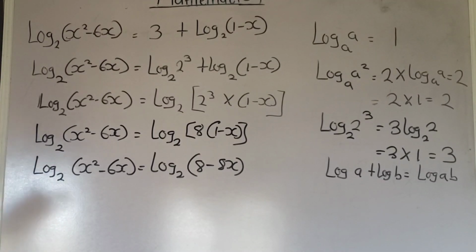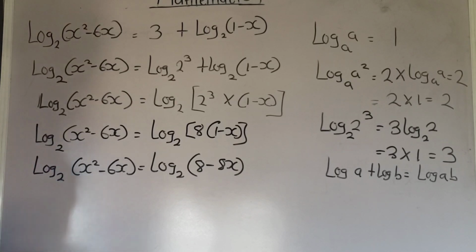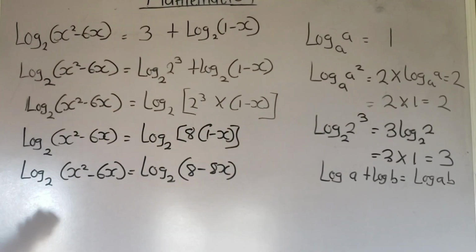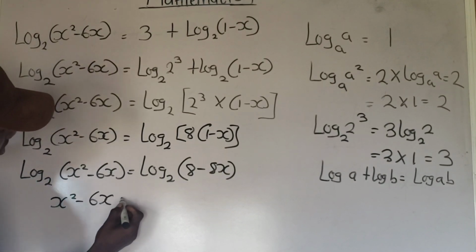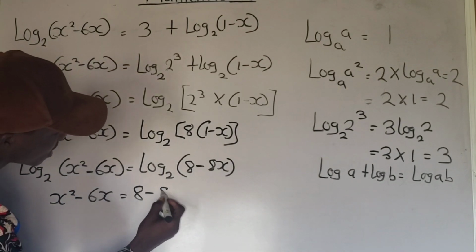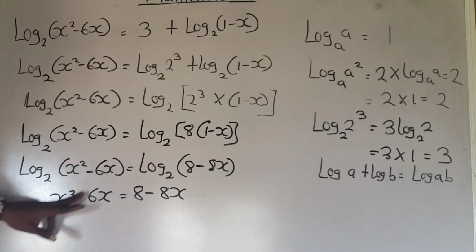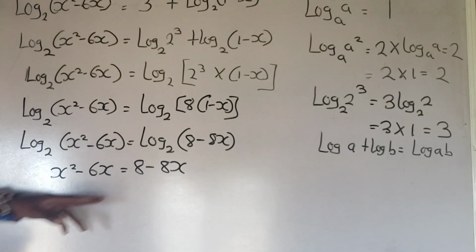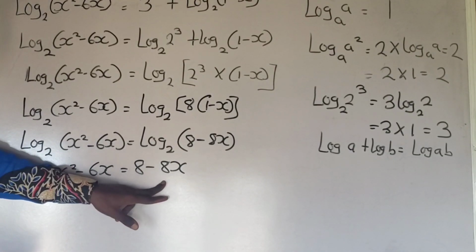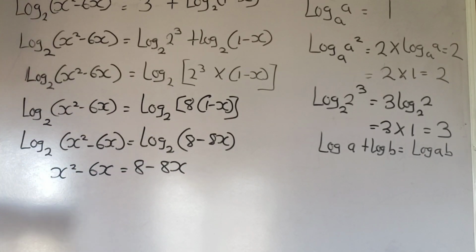Do you understand to this point? Now I want you to pay attention. There is another law that says this log can cancel this log. I'm going to have x raised to the power of 2 minus 6x is equal to 8 minus 8x. Do you understand how I got this? This log cancels this log, so x squared minus 6x is equal to 8 minus 8x. Having gotten to this point, we can move all the terms to the left hand side of the equation.